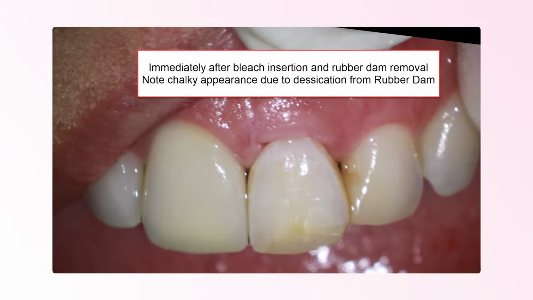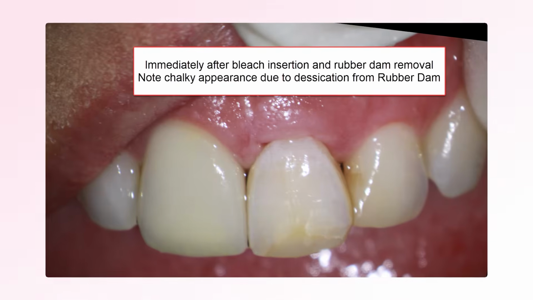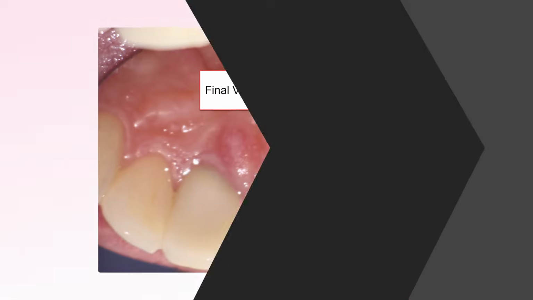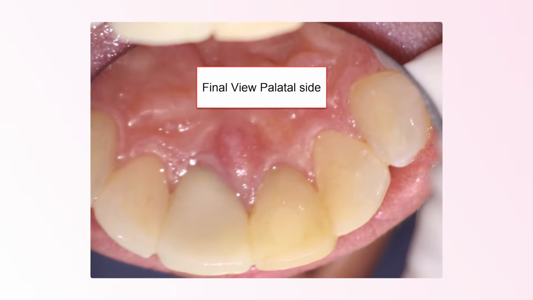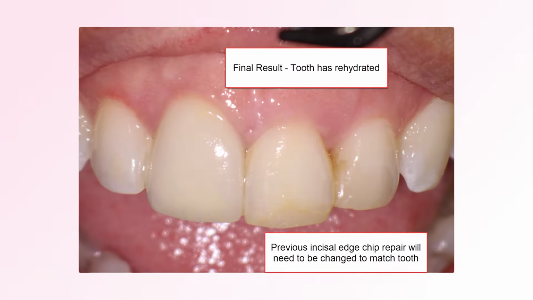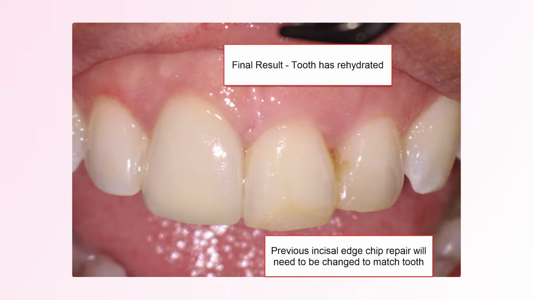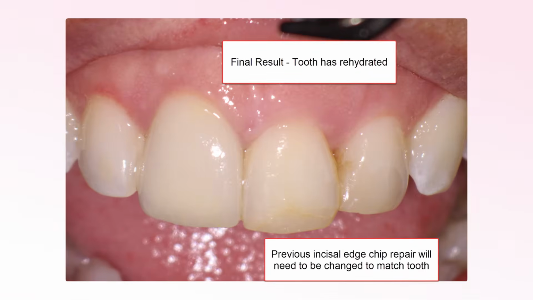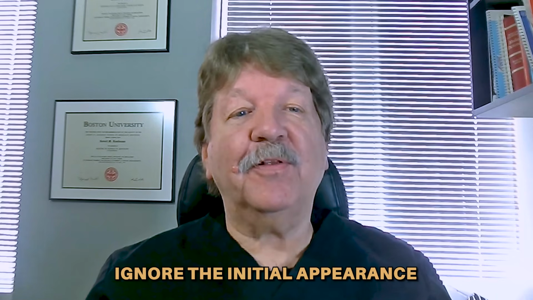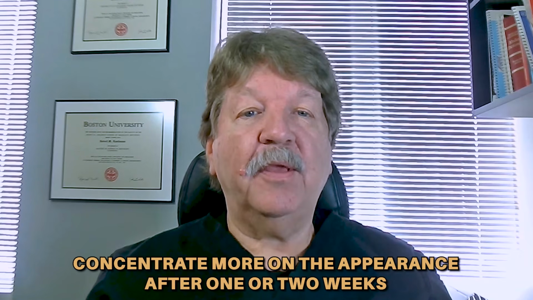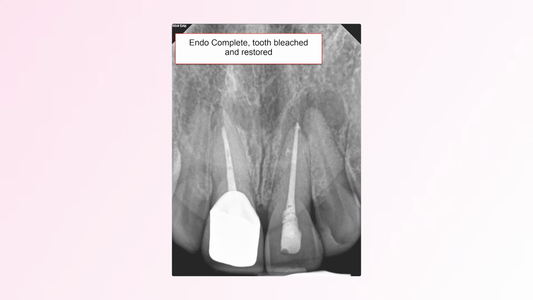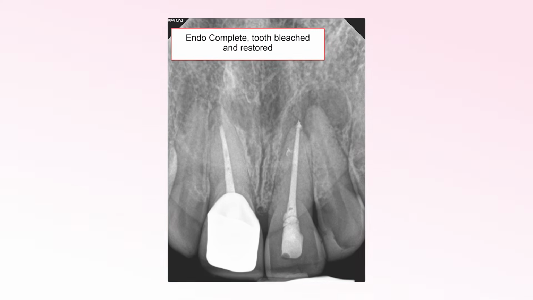Placement of a rubber dam and the procedures performed during endodontic treatment will often result in slight desiccation of the crown. For that reason, I always tell patients that the tooth may initially look whiter than it does, but rehydration of the tooth over the next 15 or 20 minutes after the procedure may result in slight reversion as the tooth regains its moisture. Therefore, they should ignore the initial appearance and concentrate more on the appearance after 1 or 2 weeks. Once the shade is acceptable, a bonded composite restoration is placed in the access and the case is complete.